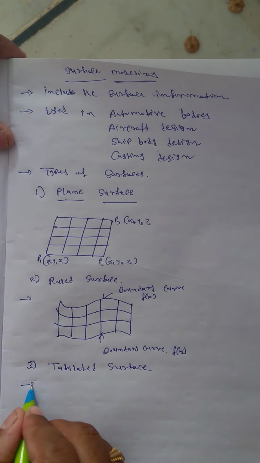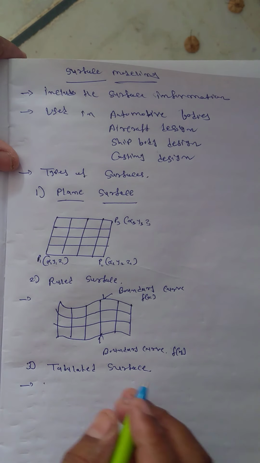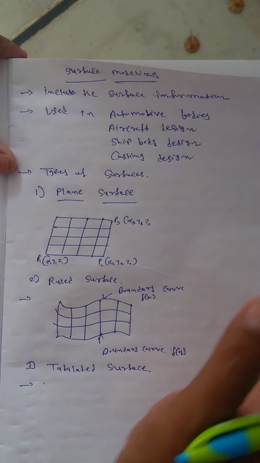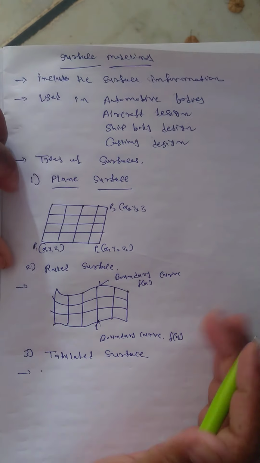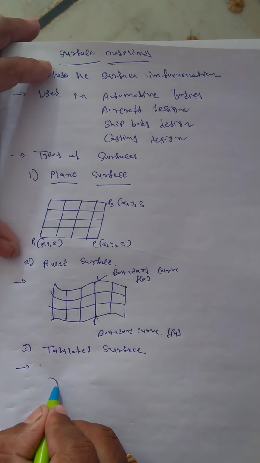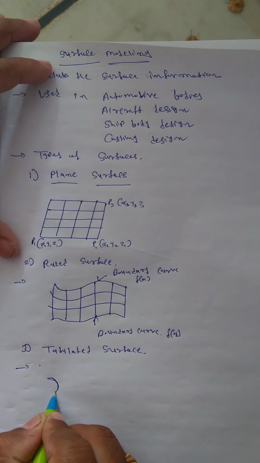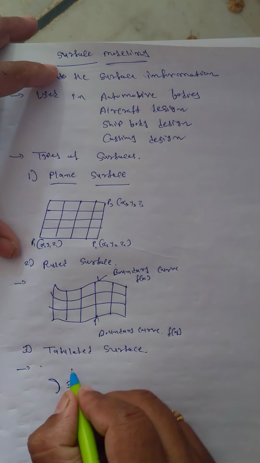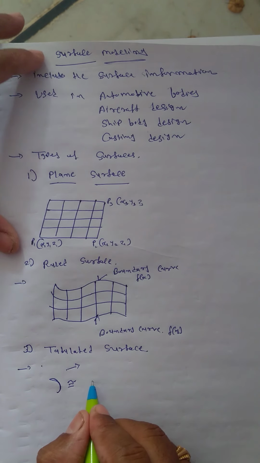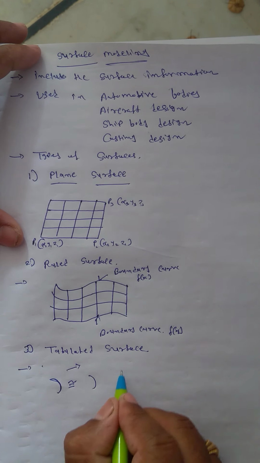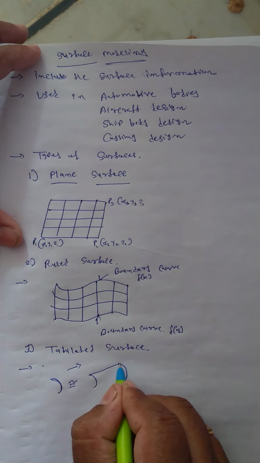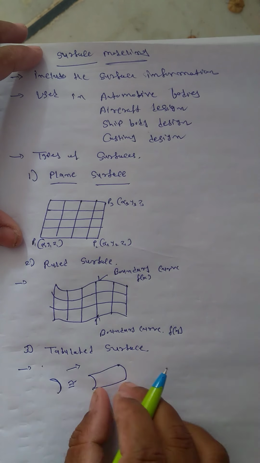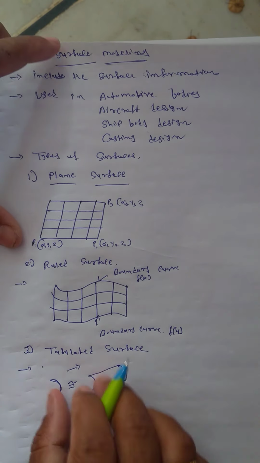It is generated by translating a planar curve at a certain distance in a certain direction. It is called the tabulated surface. Suppose you consider there is one curve here, this is the one planar curve. This planar curve is translated along this axis, and the tabulated surface is created like that. This is the tabulated surface at a particular distance. So this type of surface is called the tabulated surface.